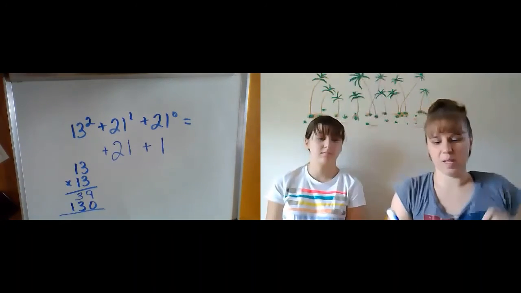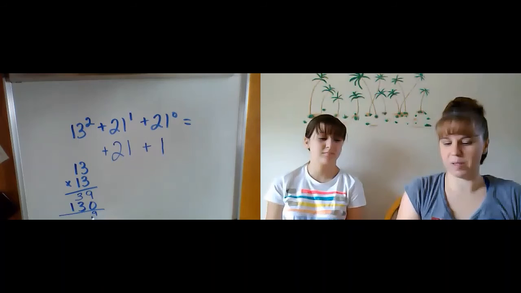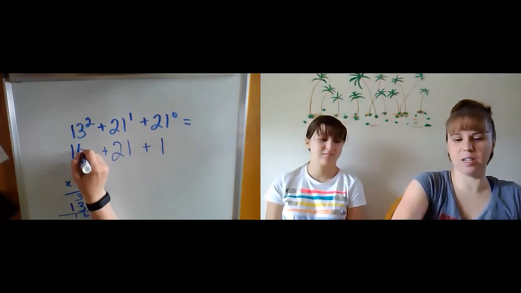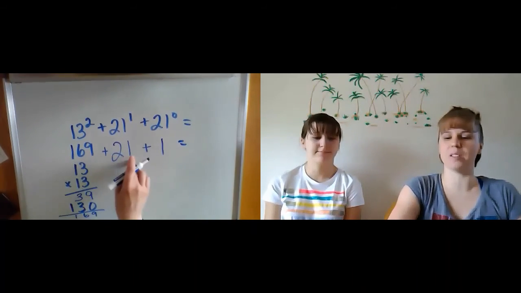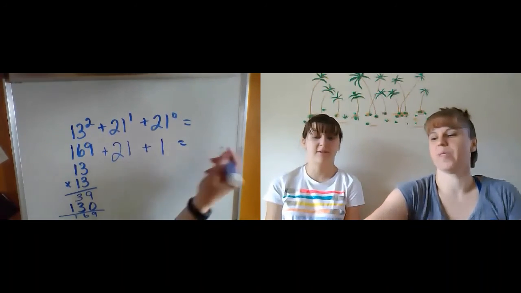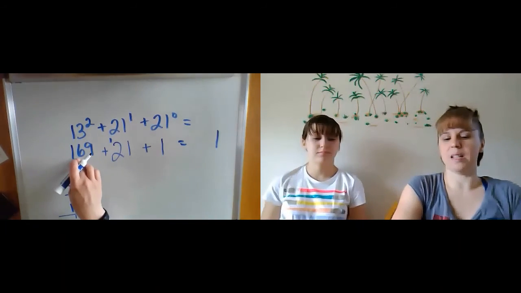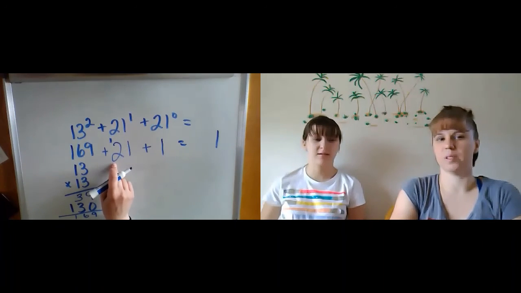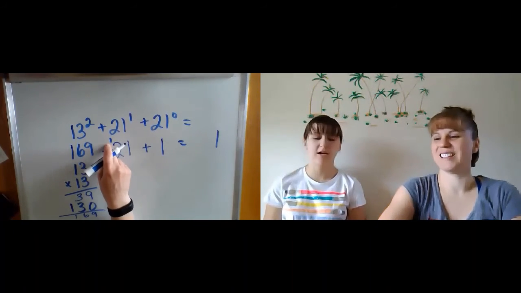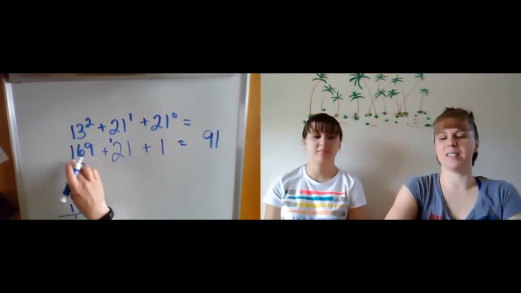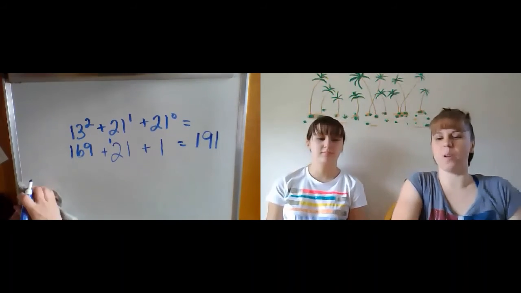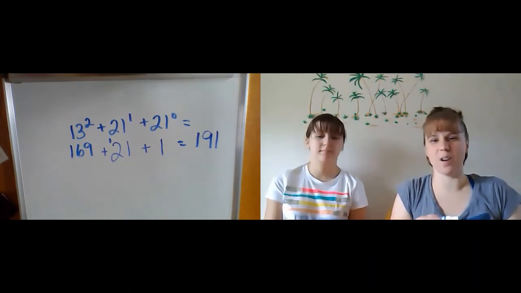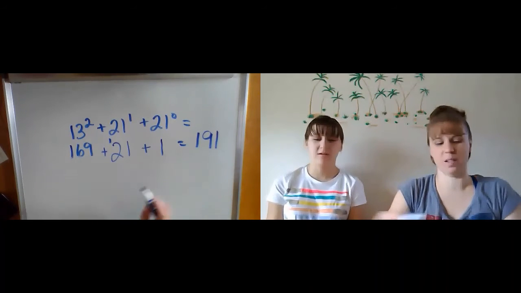There you go. 9 plus 0? 9. 3 plus 3? 6. 1 plus 0? 1. So 13 squared is 169 plus 21 plus 1. Let's do that. 169. So 9 plus 1? 10. Plus 1 more, 11. We have 6 plus 2? 8. Plus 1? 9. And 1 plus nothing is 1. 191. 13 squared plus 21 to the first plus 21 to the 0 gave us 191.